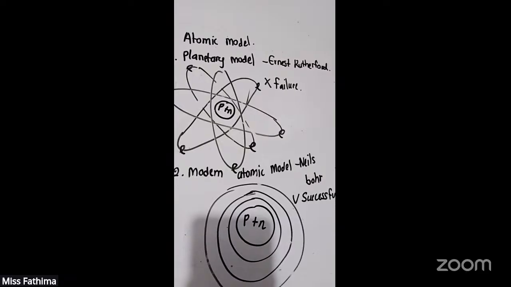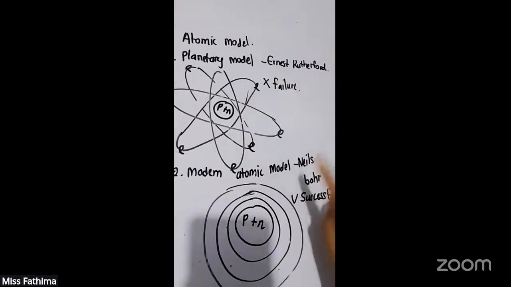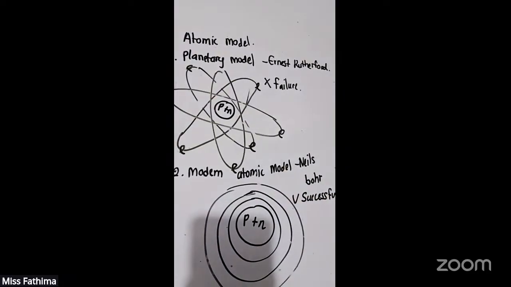In your syllabus, you are supposed to study 2 atomic models: the planetary model and the modern atomic model. When you study the planetary model, who introduced it, and why was it a failure? You have to know the reason behind it. The person who introduced the planetary model was Ernest Rutherford.